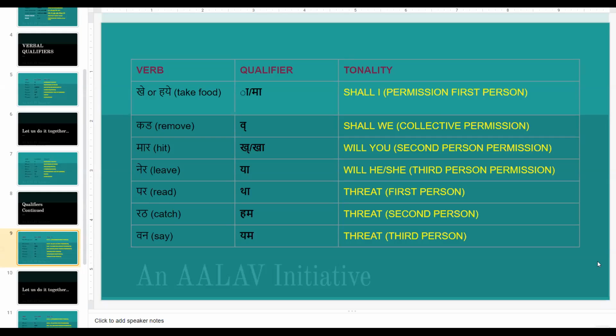So let's go to the take part here. So he means eat, he means take. Hema, shall I have food? Hema, but shall I have rice? Hema, you're asking for permission, first person. Hema, but sorry, this is the second one, the collective.